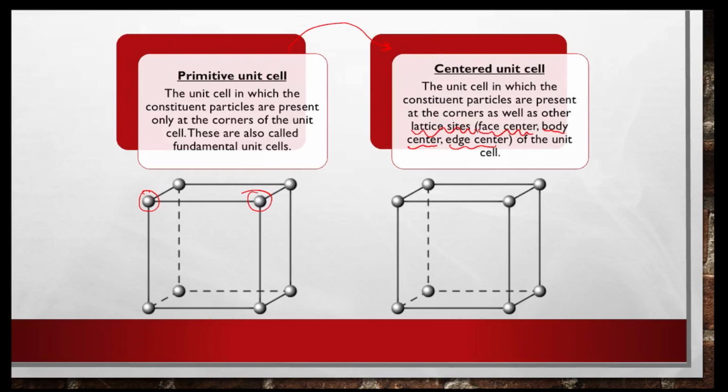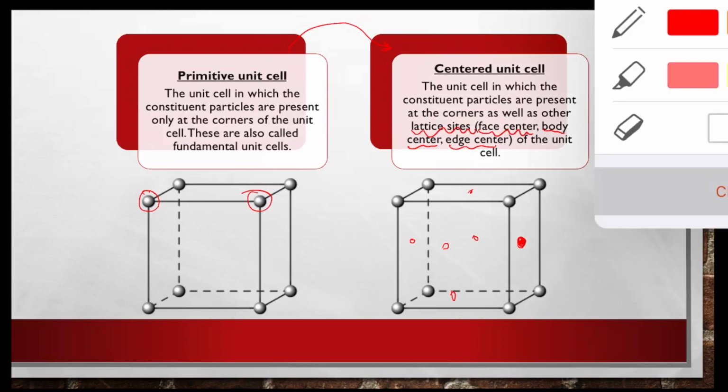Let me try to explain you. Face center मतलब किसी भी फेस के सेंटर में अगर आपके पास क्या है, पार्टिकल है, तो उसको हम बोलेंगे फेस सेंटर यूनिट सेल. So when all the 6 faces of a unit cell have the atoms on it, as well as the corner atoms are also there, it is derived from a primitive unit cell. So unit cell in which the constituent particles are present at the corners as well as the other lattice sites. So when they are present on the 6 faces, then it is known as a face center unit cell.